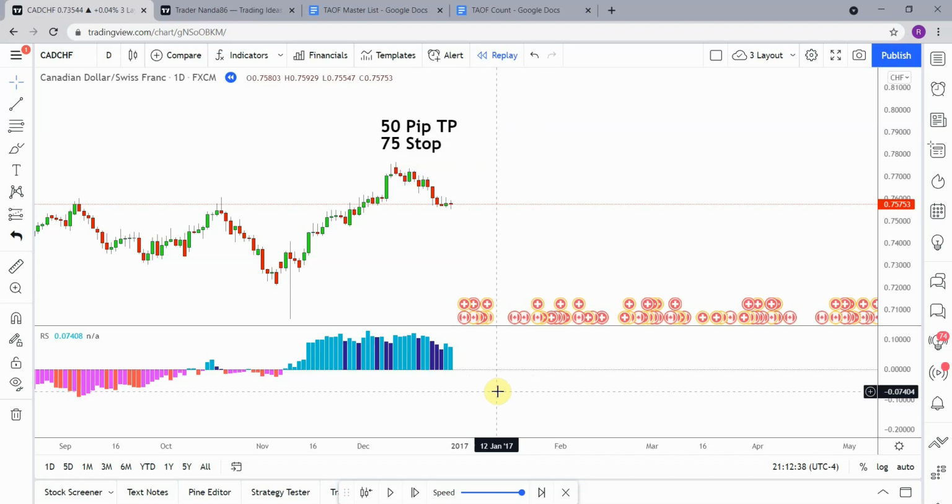Welcome back, viewers. Today we will be testing the relative strength market picker indicator.